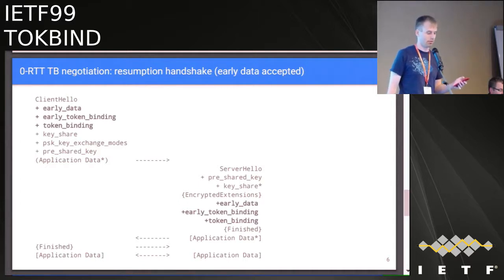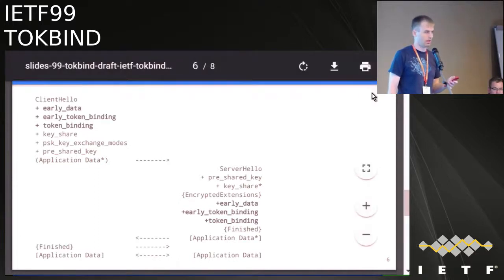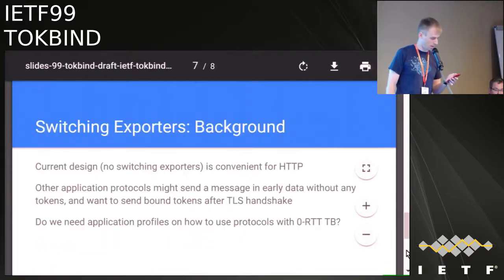If the server were to send early data and token binding, then the client would be well within reason to terminate the connection for the server sending an invalid combination there. So I think that these client and server processing rules, which are explained much better in the draft, make it very clear when 0 RTT token binding is and isn't being done. Okay, next slide.